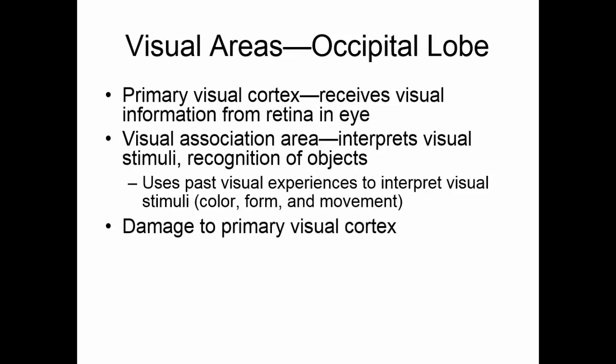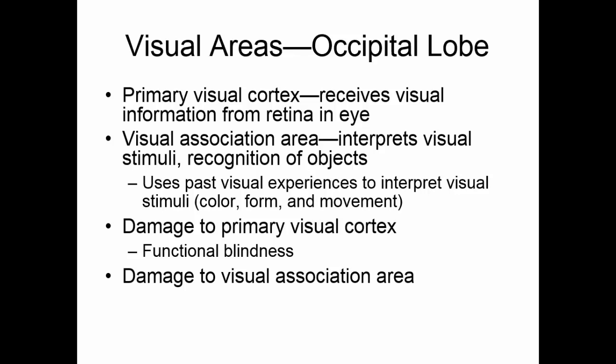If you have damage to the primary visual cortex, you will have functional blindness. You'll be unable to see. But if you have damage to the visual association area, you'll be able to see, but you won't be able to identify what you're seeing.